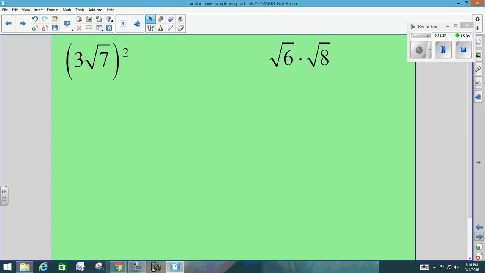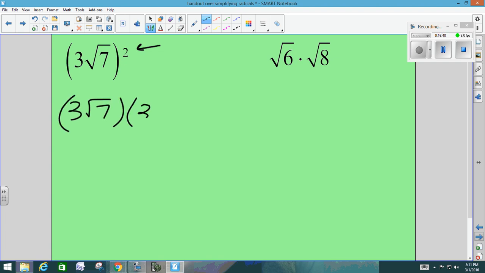We're going to do that 3 square root 7 quantity squared. Just kidding, we're going to do 2 more together. What does it mean to square something? Times it by itself. So that's what you should write down. 3 square root 7 times 3 square root 7. To square something means multiply it by itself.